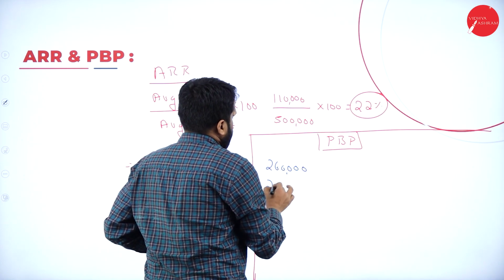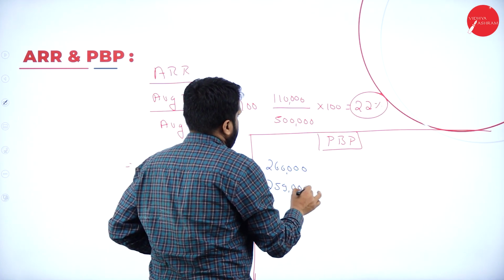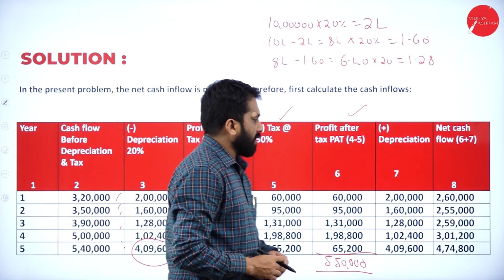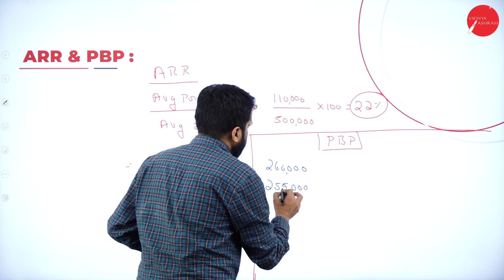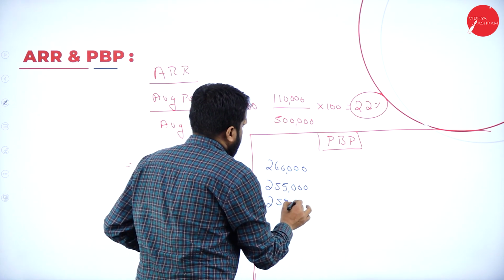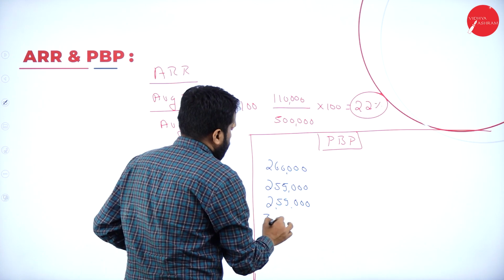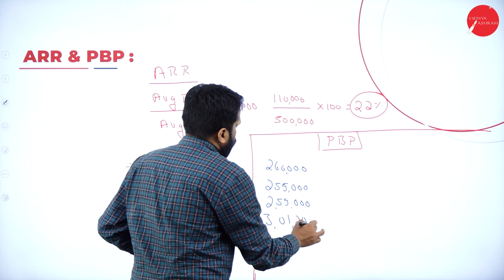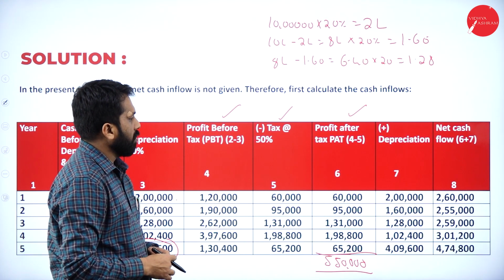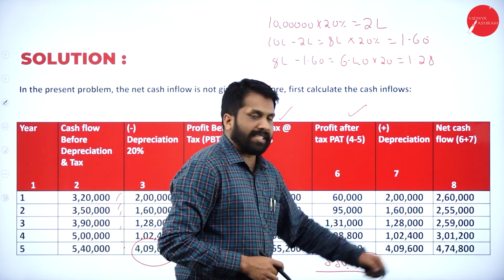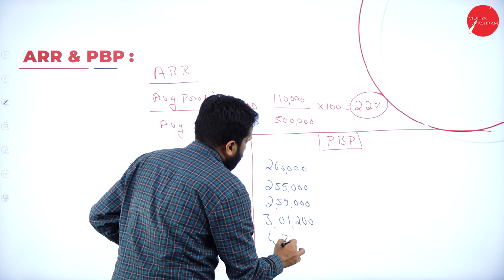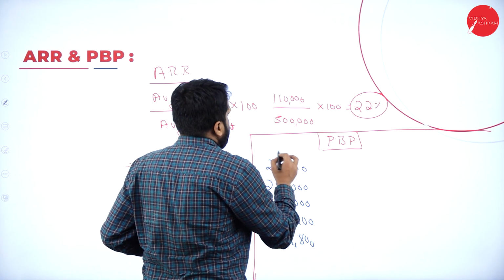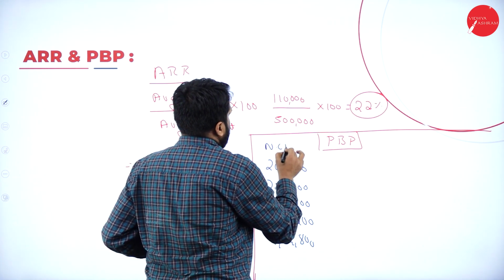2,60,000, 259,000, 255, 259, 3,01,200, 4,74,800. So this is your net cash flow.